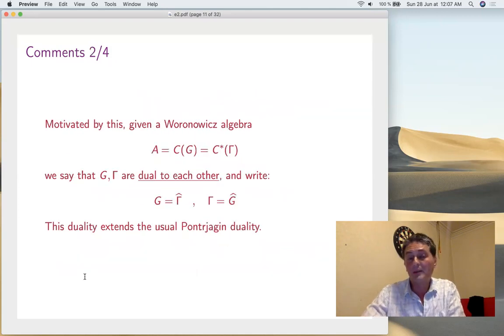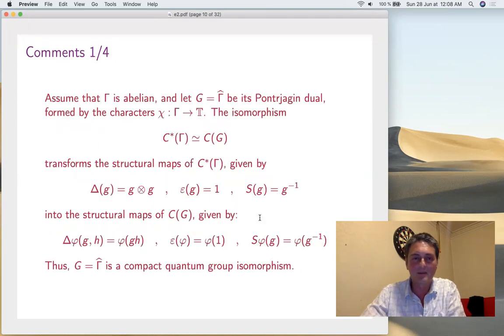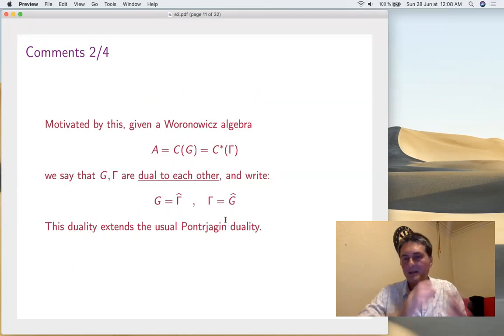So motivated by this, whenever we have a Woronowicz algebra, write it as C of G or C star of gamma, and we'll say that G and gamma are dual to each other. I write these formulas. Why? These things that we've seen here are exactly an extension of Pontryagin duality. So very good.